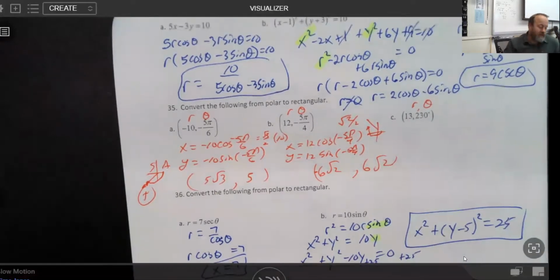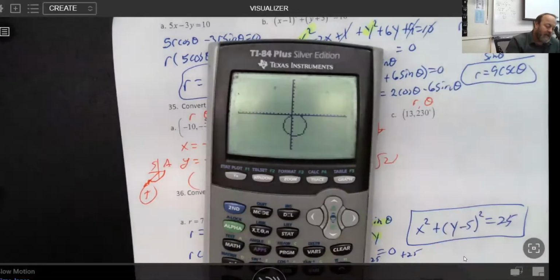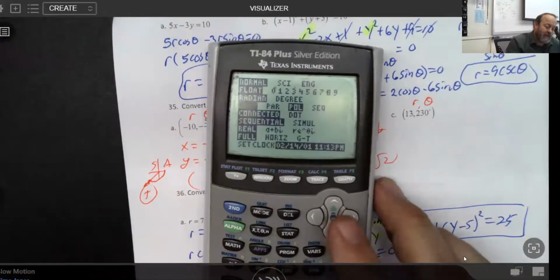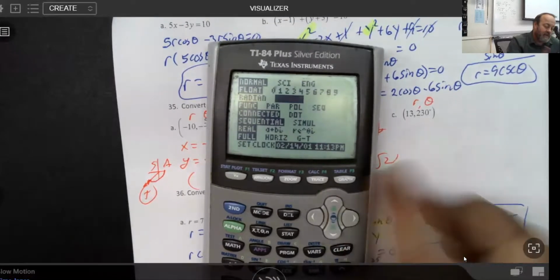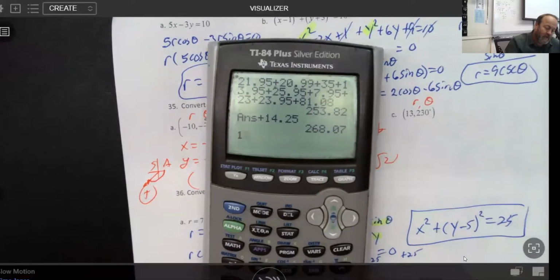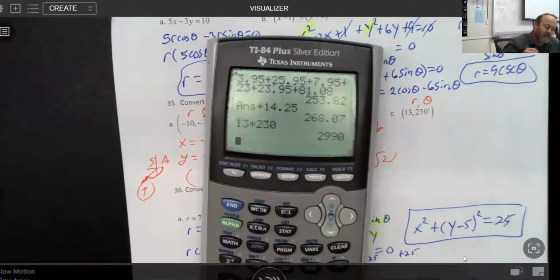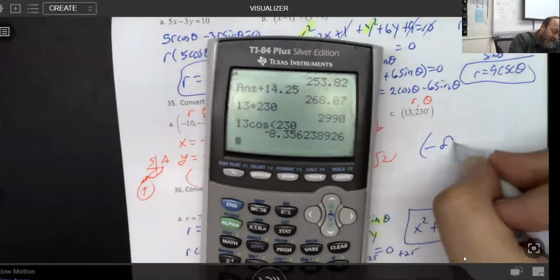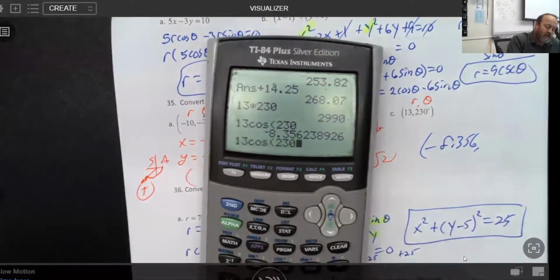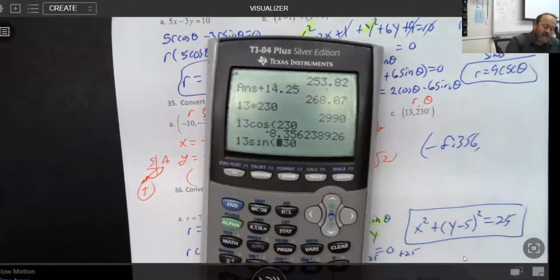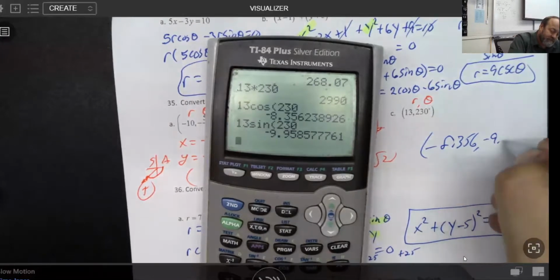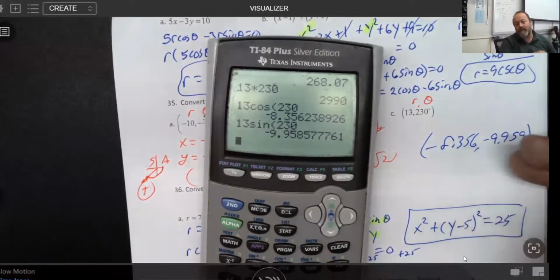And then last, we're just going to be super duper lazy. I'm going to make sure my calculator is in all the right modes and go back to degrees because the problem is in degrees, and I'm just going to let my calculator do it. R cosine theta, that's the x value. Oops, I did not do that right. R cosine theta is the x value. And r times the sine of theta is the y value, and 230 degrees is in the third quadrant. So I think these are both going to be negative, and they are.